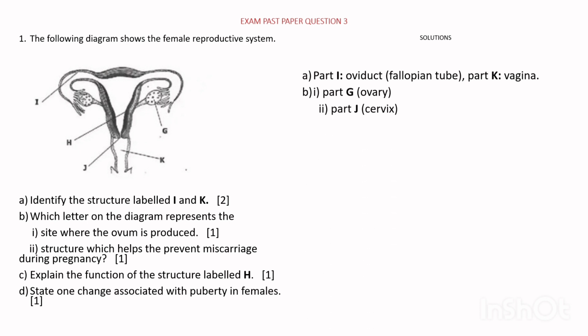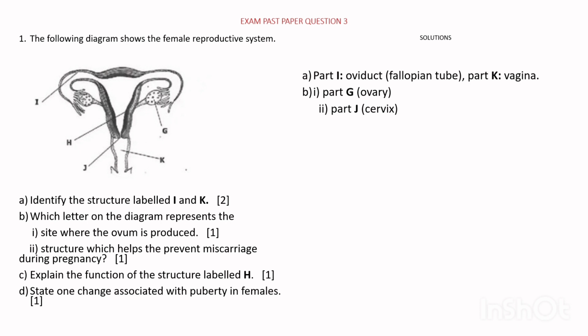So part G, which is the ovary, is the site where the ovum is produced, and then part J, which is the cervix, is the structure that helps prevent miscarriage. The cervix simply closes whenever a person becomes pregnant to prevent miscarriage.